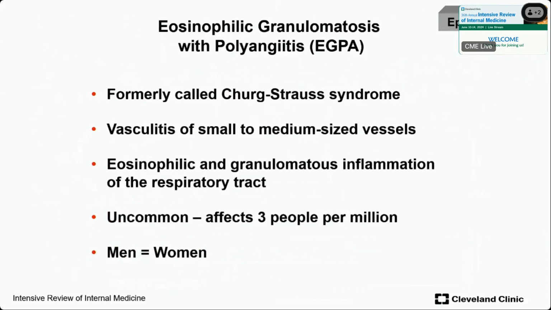So EGPA, formerly called Churg-Strauss syndrome, is a vasculitis of the small to medium-sized vessels associated with eosinophilic and granulomatous inflammation of the respiratory tract. This is a very uncommon disease. It affects about 3 people per million and affects men and women equally.